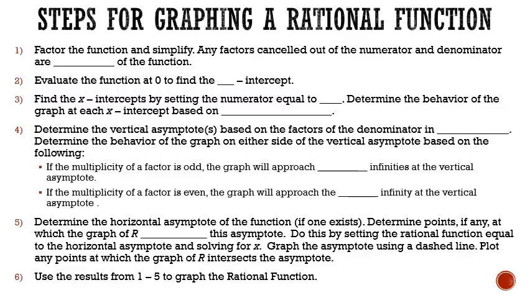There are several steps to follow for graphing a rational function. First, factor the function and simplify. Any factors canceled out of the numerator and denominator are going to be holes of the function.